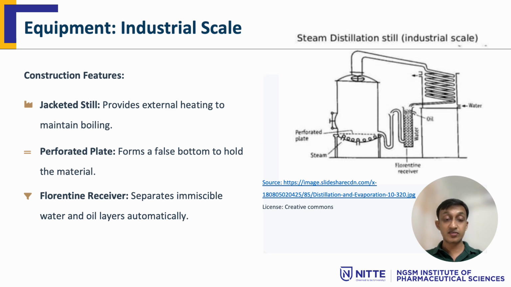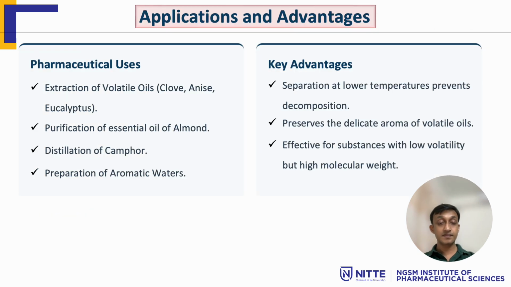This automated separation is crucial in industrial settings because it reduces manual intervention, improves efficiency, allows continuous operations, and overall, this industrial setup enhances the basic steam distillation process by ensuring uniform distillation, improving heat transfer, enabling continuous large scale production. And this is why steam distillation is extensively used in industries such as pharmaceutical manufacturing, essential oil extraction, and perfume and flavor industries.